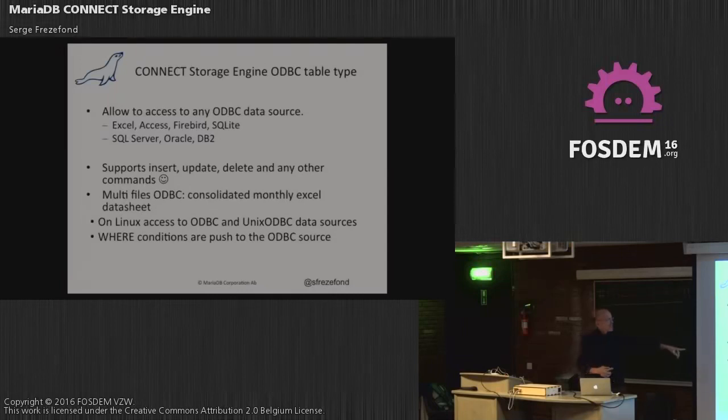It's a little bit particular, but for example, you can access Excel files through ODBC. So in that case, you can have multiple files. It runs on Linux and Windows. On Linux, you have to install an ODBC driver manager, so Unix ODBC, and then you install the real ODBC driver from the target. For example, if you want to access Oracle, you need the client library and so on.